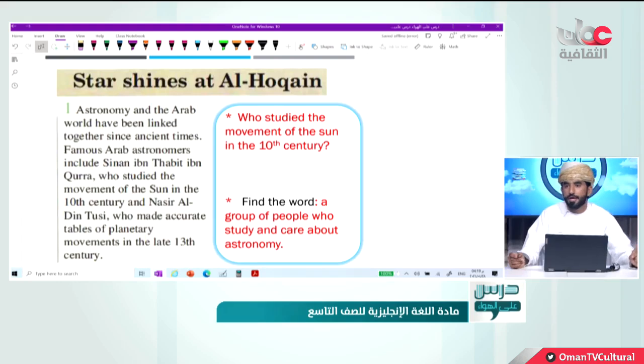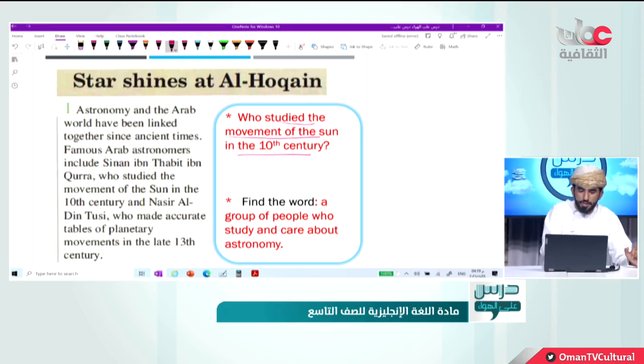Star shines at Al-Huqain. It's going to be like a revision. We're not going to focus that much. Again, what should we do? Do you remember the strategy? Yes, we focus on the last. Very good. We try to find this phrase in the text. Very good. Where can we find it?